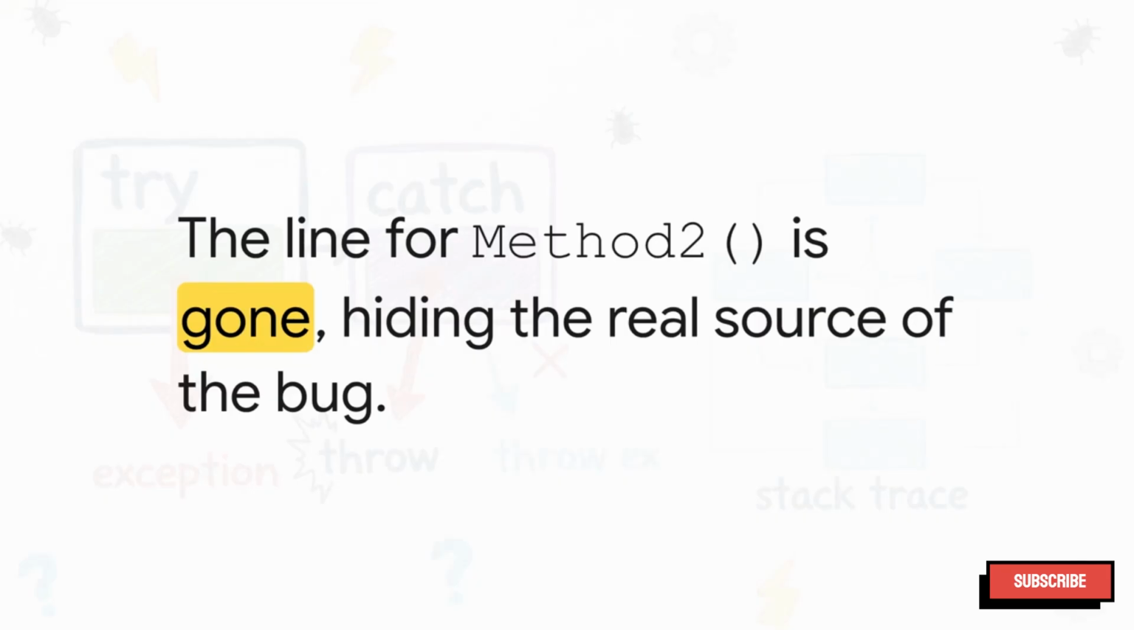Yup, you got it. Method 2 is gone, vanished. The stack trace now starts at method 1. It makes it look like the error happened there, which we know is a total lie. By using throw x, we've basically destroyed the original crime scene and pinned the blame on an innocent method. Can you imagine trying to debug this in a huge, complex application? You'd waste so much time digging in the completely wrong spot.